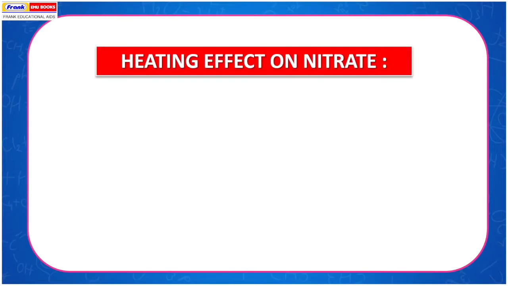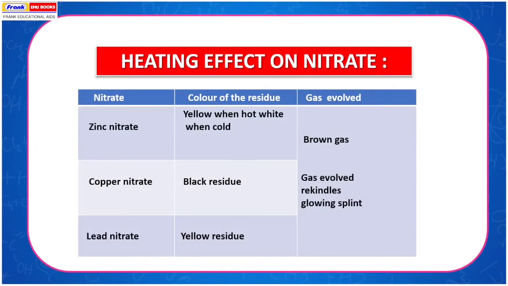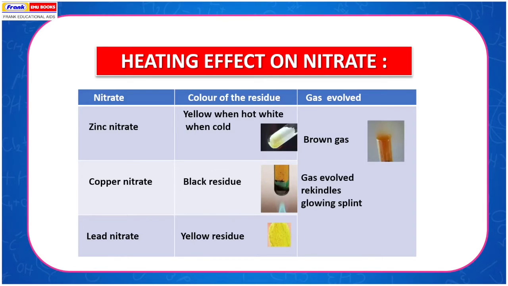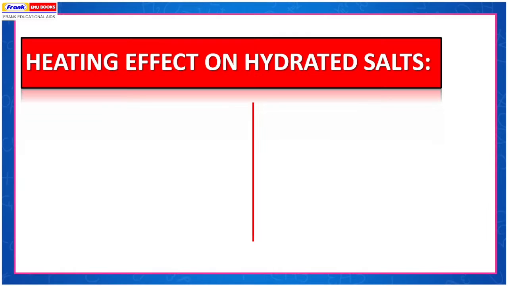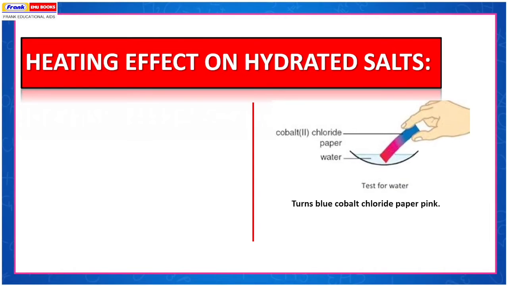Heating effect on nitrate. Zinc nitrate on heating leaves yellow residue when hot and white when cold. Copper nitrate leaves black residue on heating, and lead nitrate on heating leaves yellow residue. The gas evolved in the above three is nitrogen dioxide, which is a brown gas, and it rekindles a glowing splint.